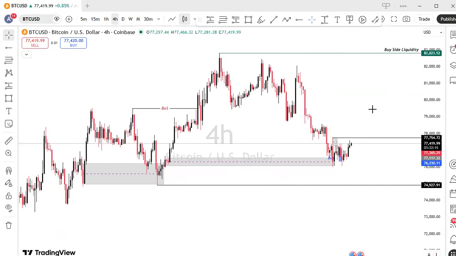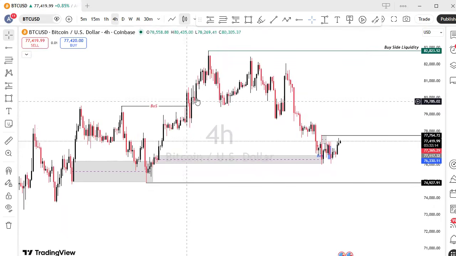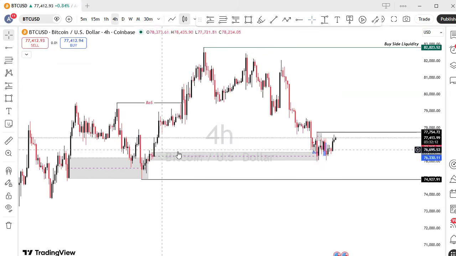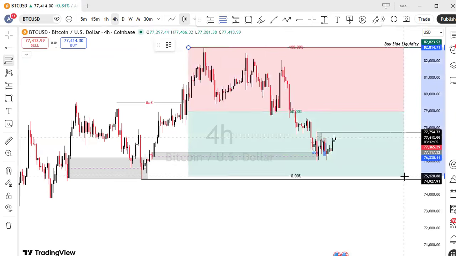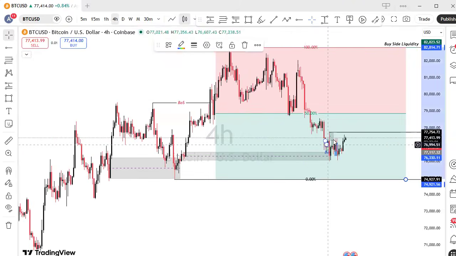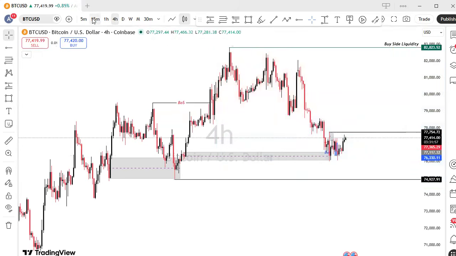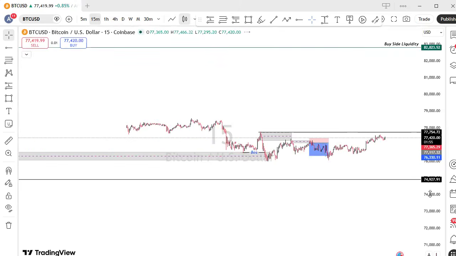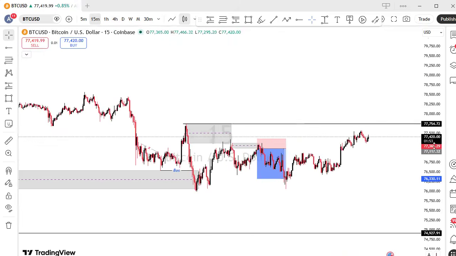So what is my bias on this pair? Because of this break of structure to the upside, and the market is currently reacting from this order block or this demand zone, which obviously is sitting at the discount. You can see that one very clearly. We are within the discount, and then we have all the reason now to start looking for buying opportunities. Okay, so that means we are supposed to go to the 15 minutes time frame and watch the market from there.